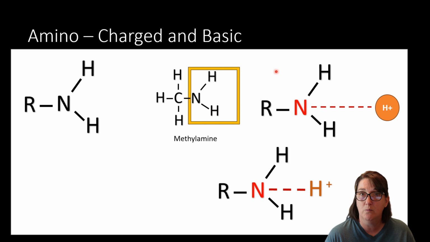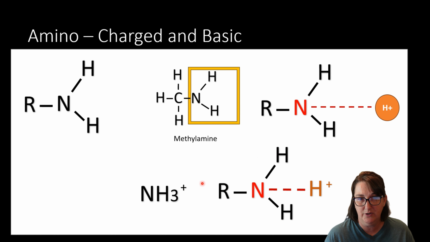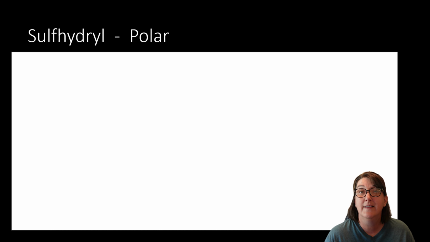I'm making my solution more basic because I am pulling in hydrogen protons. I'm changing the acidity of my solution. I'm bringing it closer to 7 or above 7. I am increasing my pH. I can show it like this, NH3+. So this shows that it's going to be charged. I have 3 hydrogens, and I have a plus charge because of that proton. I have NH2, which is this version right here. Oh, I lied. This is the last one.